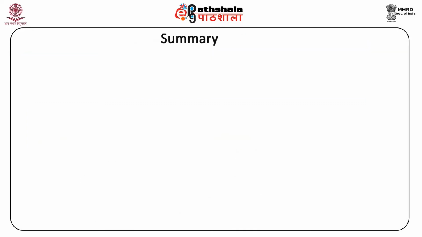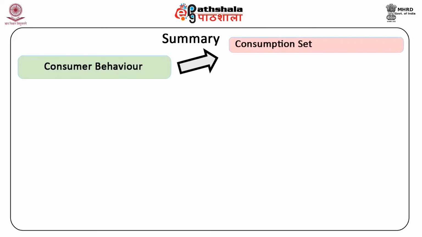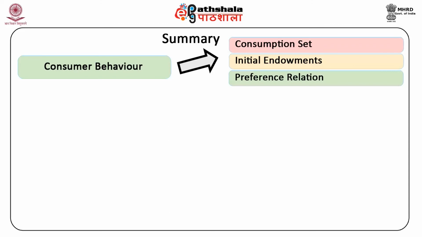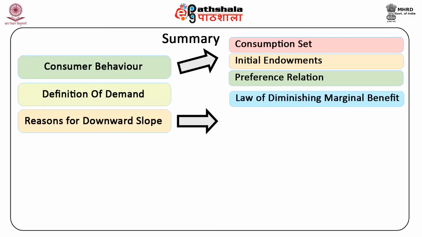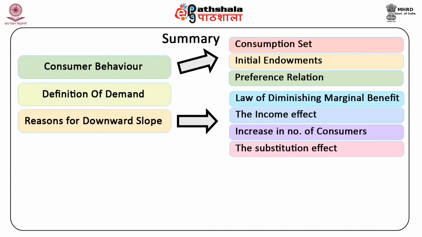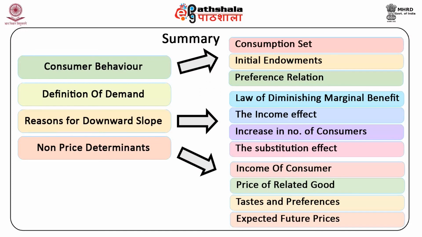To summarize, we studied consumer behavior and its three essential components: the consumption set, initial endowments, and the preference relation. Next, we learned the definition of demand and four reasons for its downward slope: the law of diminishing marginal benefit, the income effect, increase in the number of consumers, and the substitution effect. We also studied the non-price determinants of change in demand, which are income of the consumer, price of related goods, tastes and preferences, expected future price. Finally, we have learned about the demand equation and law of demand.